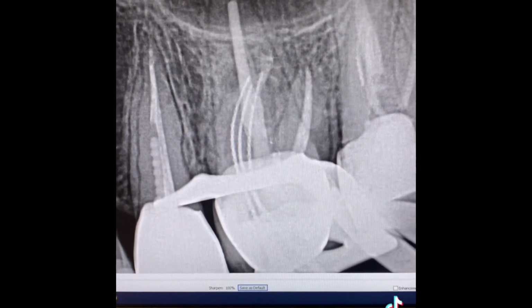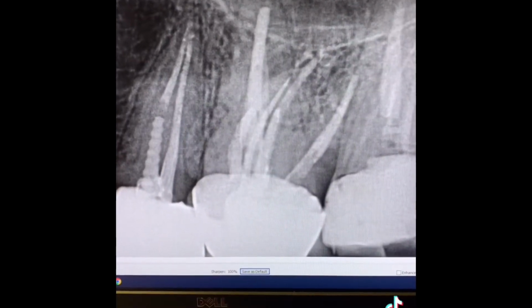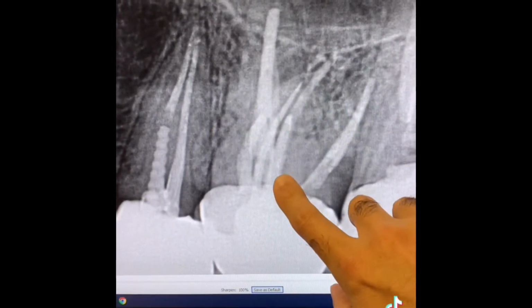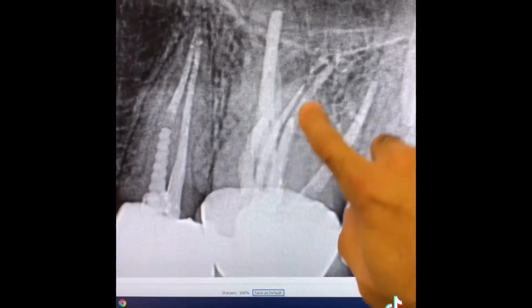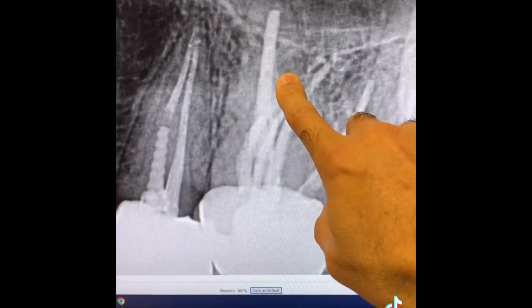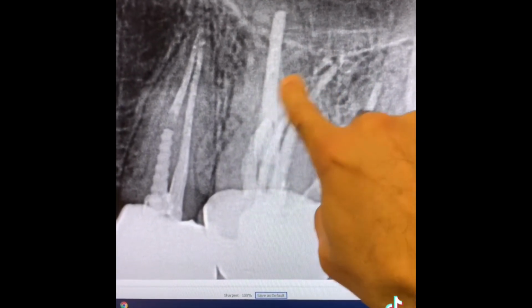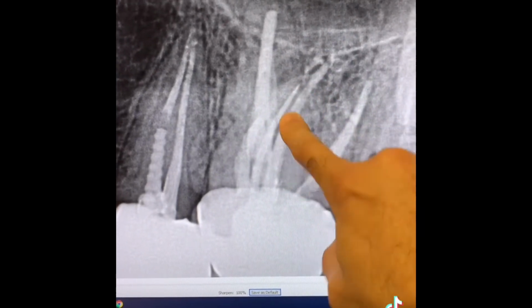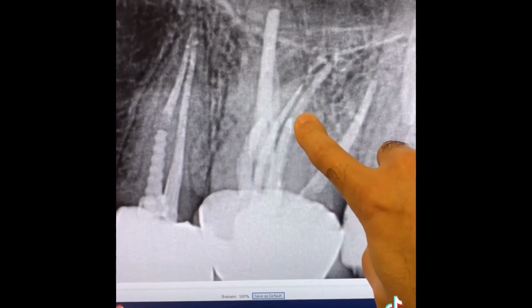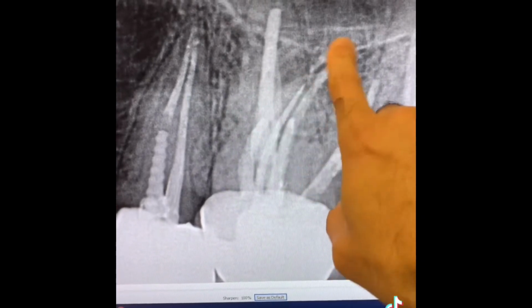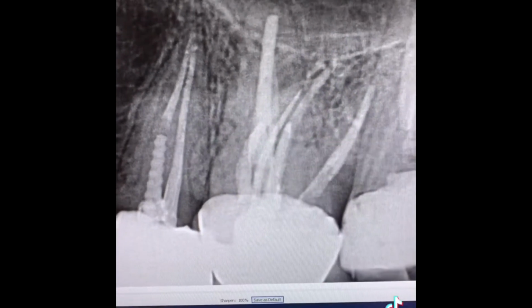Anyway, and here's the post-op. So you can see 3 mesial canals. Each one has a different portal of exit. They're pretty much separate canals. So the apical diameter of the MB1 and the MB3 that he had found, he had just way over instrumented.